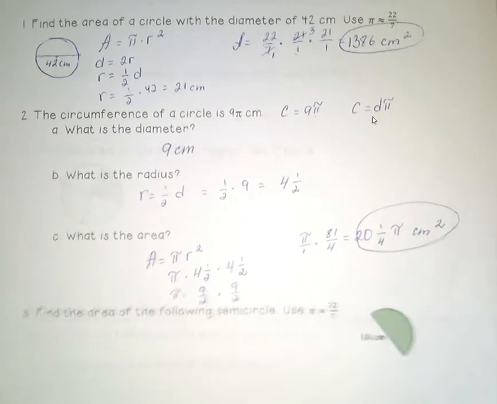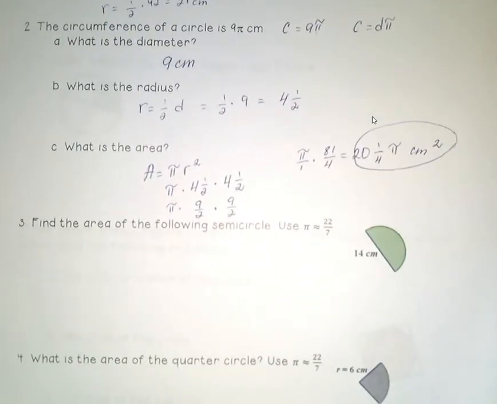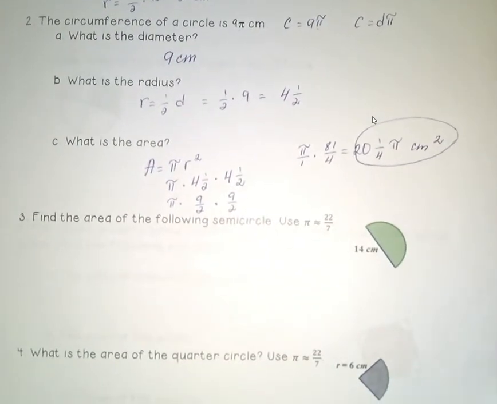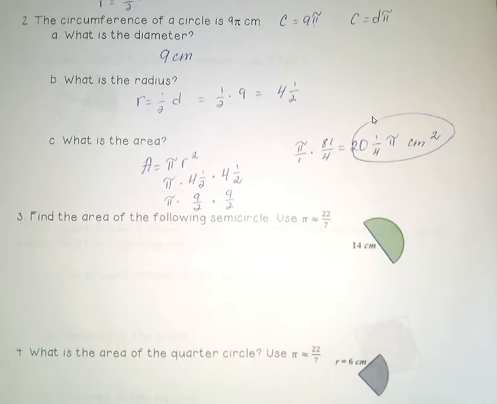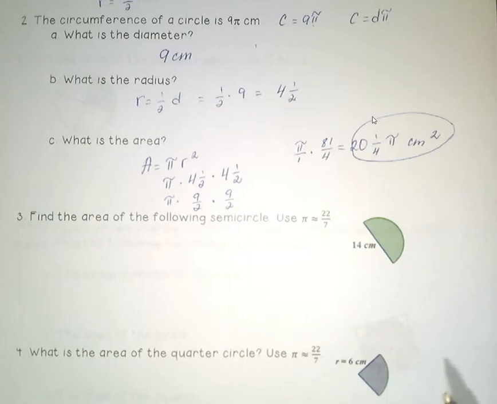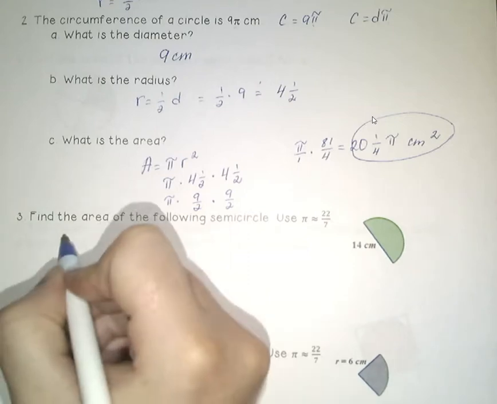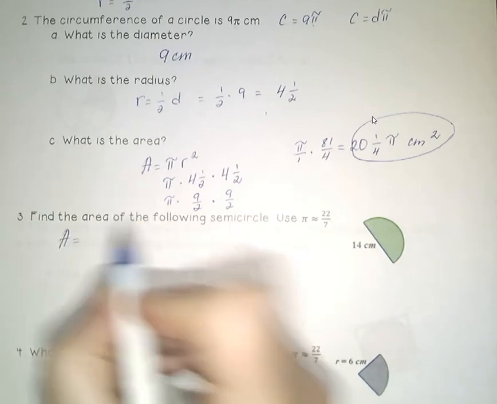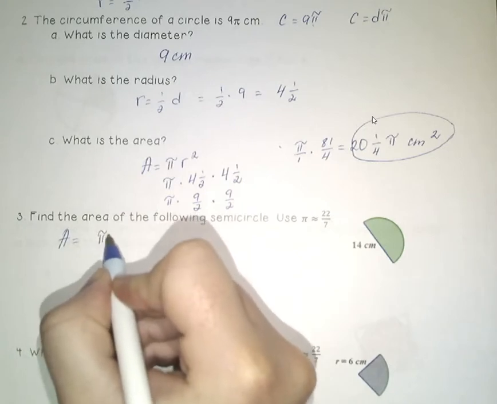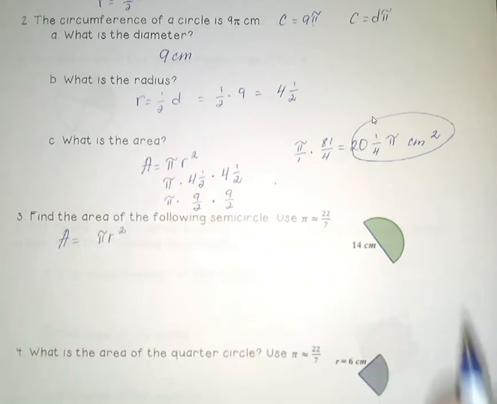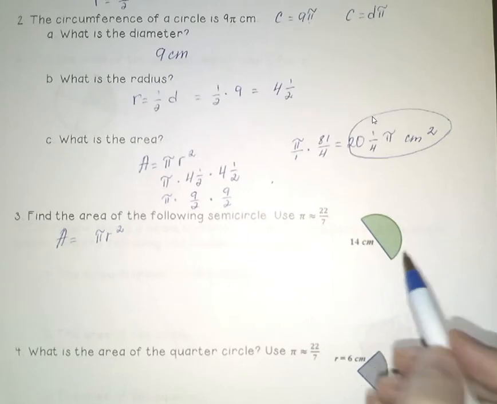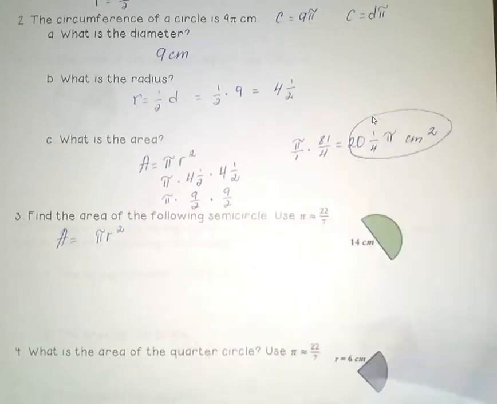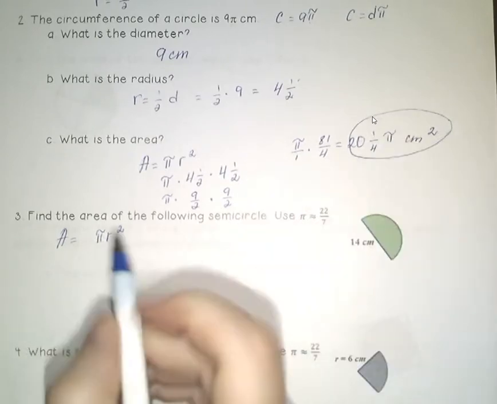Number 3. So here we have a semicircle. Find the area of the following semicircle. And we need to use the fraction 22/7 for the pi. So what we are going to do, we will write the formula for the area of the circle, pi times radius squared. But now since this is half a circle, then I'm going to multiply my formula for the circle by 1/2.